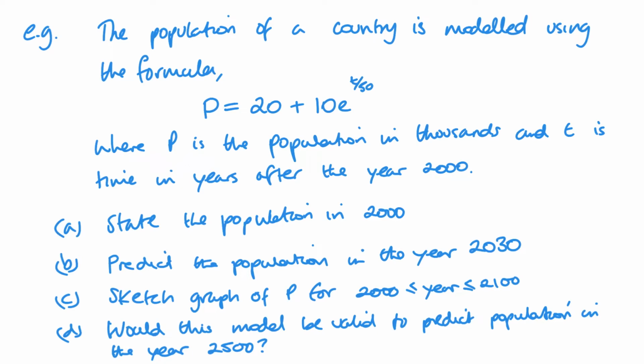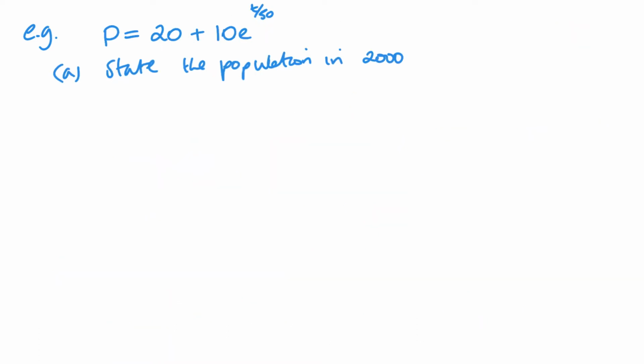So here we have a modeling question where I've got the population of a country and it's modelled using a formula containing an exponential. So here we have it, p equals 20 plus 10e to the power t over 50. P is our population in thousands and t is time in years after the year 2000. So my first part now is to state the population in 2000.